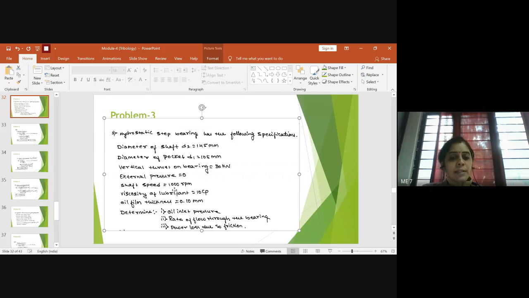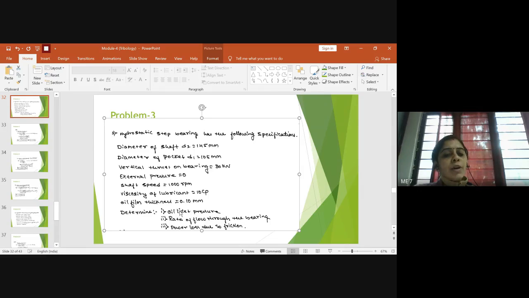Viscosity of the lubricant is less here. It is only 10 centipoise. And the oil film thickness is also less, 0.10 mm. So you need to determine 3 aspects here: oil inlet pressure, rate of flow through the bearing, and power loss.